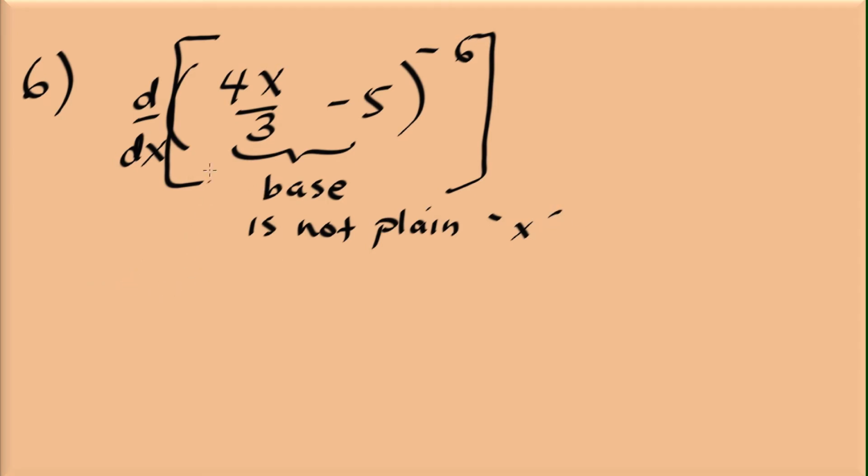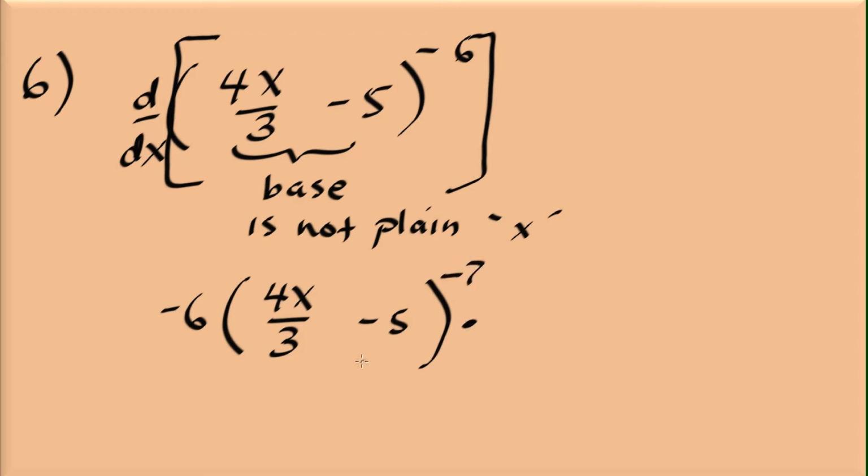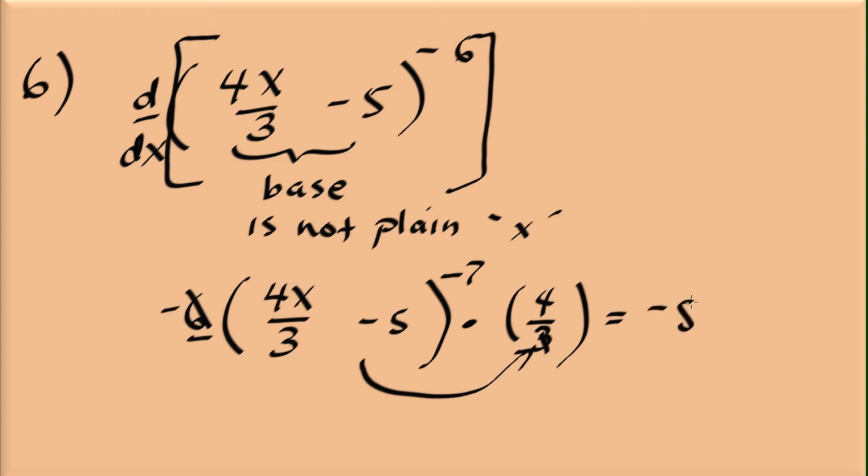So the derivative is going to be negative 6 times that same base, 4x over 3 minus 5. Now raise it to the negative 6 minus 1, so that's negative 7. And then multiply this by the derivative of this 4x over 3 minus 5, which is what? 4 thirds, okay? And that's it. You just have to multiply this 6 and 4 thirds, so you can reduce the 6 and 3 into negative 2 times 4 is negative 8, and then 4x over 3 minus 5, raised to the negative 7.